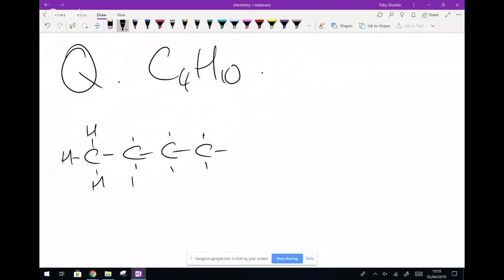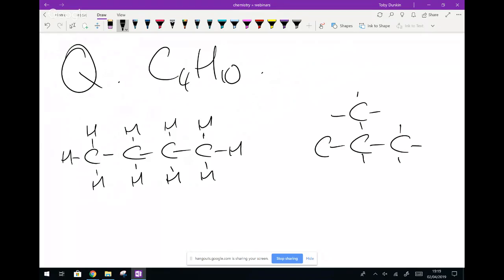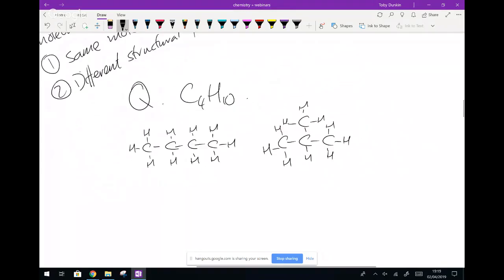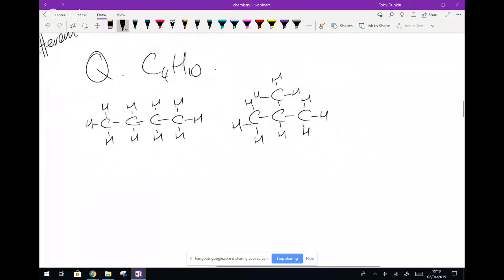And then what we can do is we can always branch it, add bits, pull bits off and put them on somewhere else. So there is methylpropane. So this isomer, they have the same formula, same four carbons, same 10 hydrogens, but they are arranged differently in their structure. So that was a very common one in terms of branching. This is called a branched isomer.